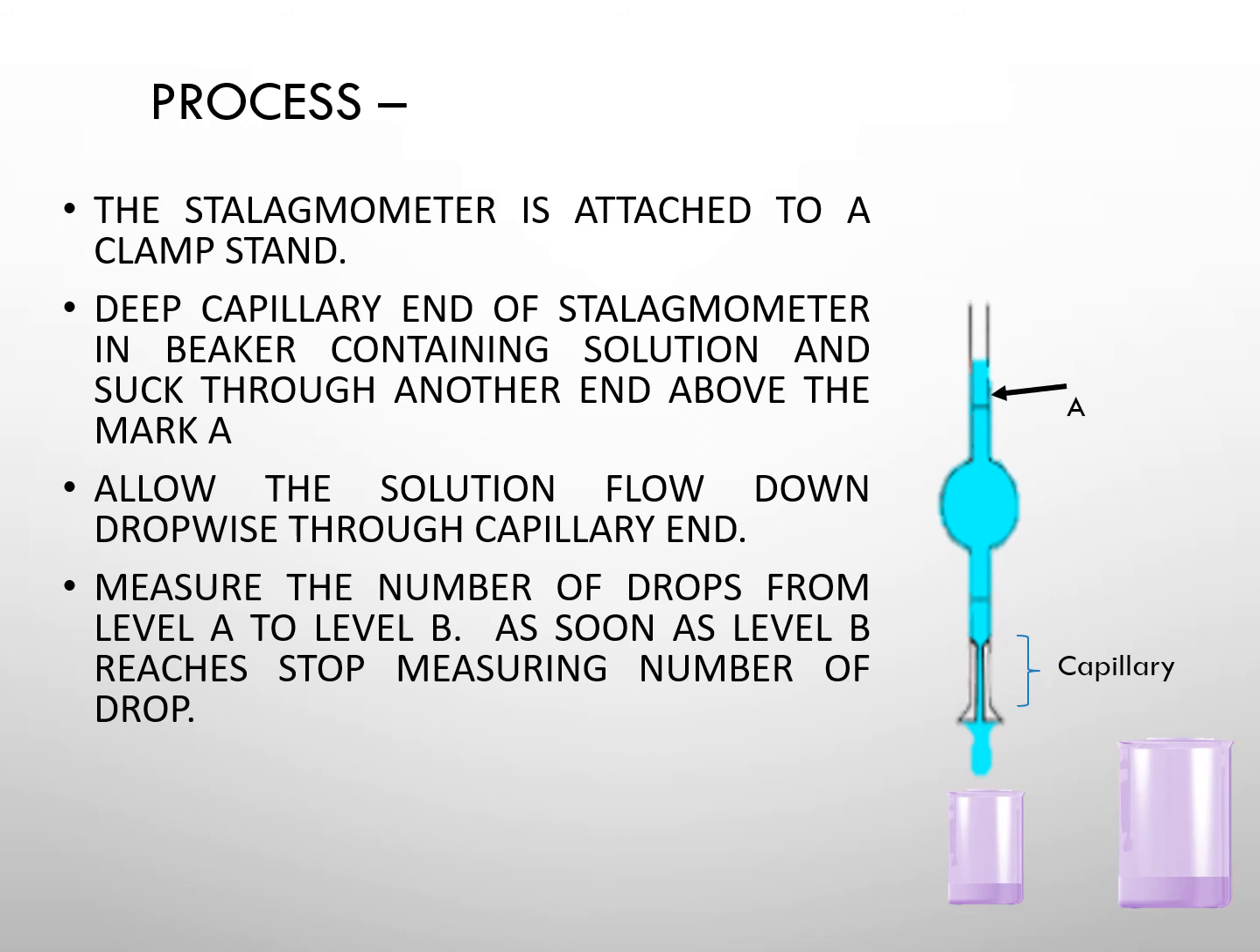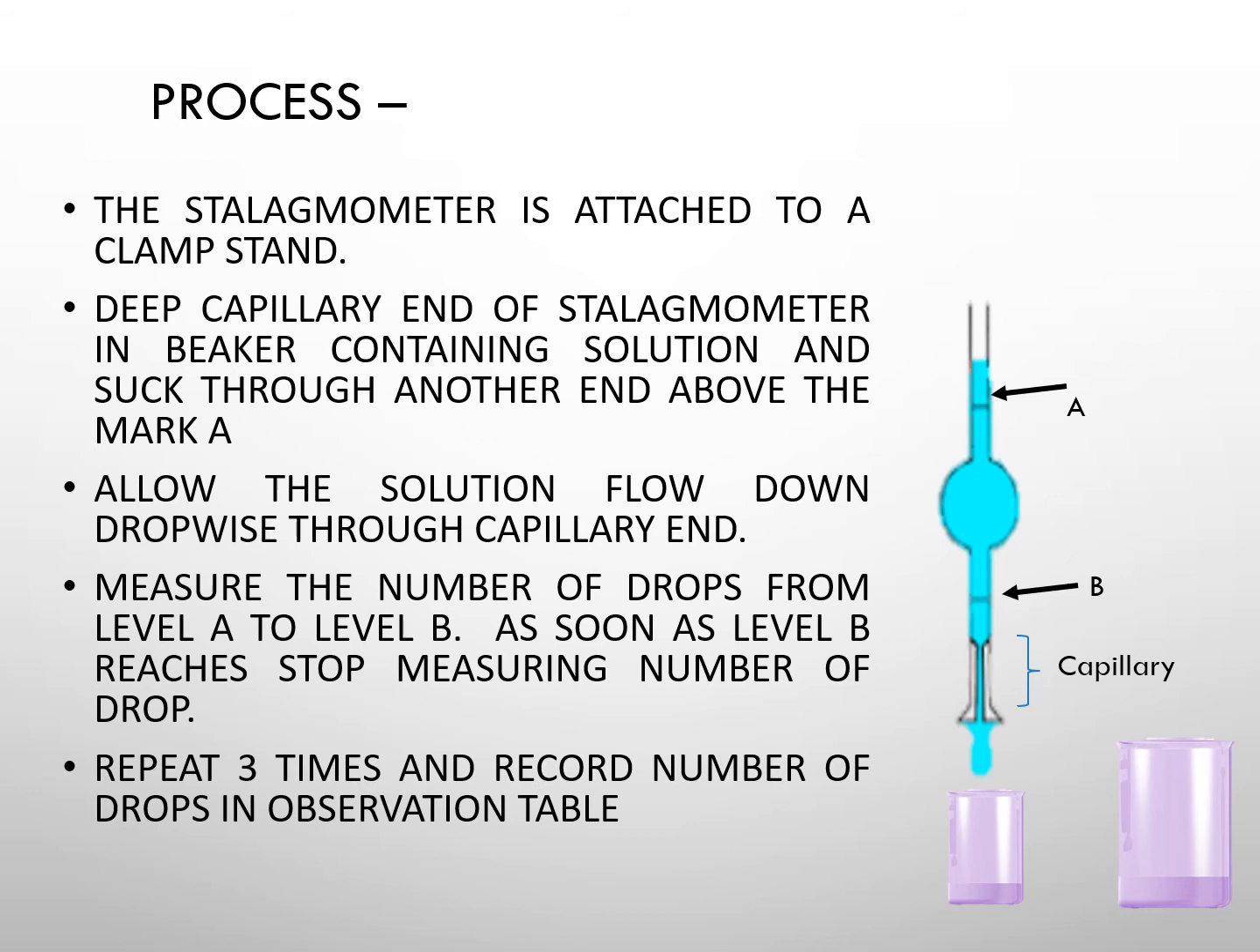Measure the number of drops from level A to level B. As soon as level B is reached, stop measuring the number of drops. This is level B. Repeat 3 times and record the number of drops in the observation table. Repeat the same procedure with water.